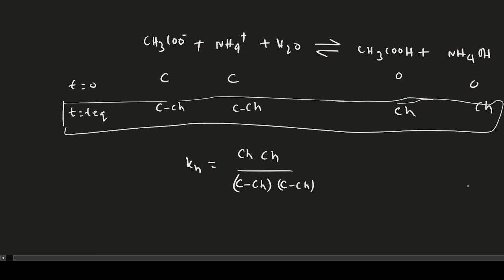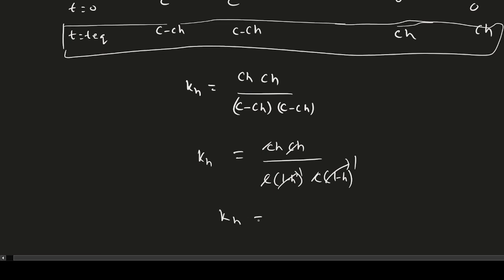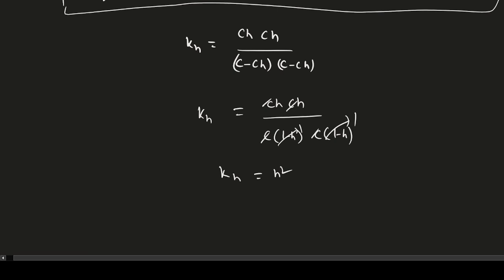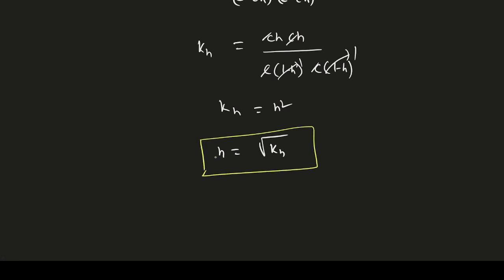Okay, so this gets the Kh value. So what is this value? We will get Kh equal to Ch squared over C(1 minus h). This value cancels, this value cancels, and (1 minus h) is nearly equal to 1. So Kh equals C h square, so h equals root over of Kh by C. This value we will get.